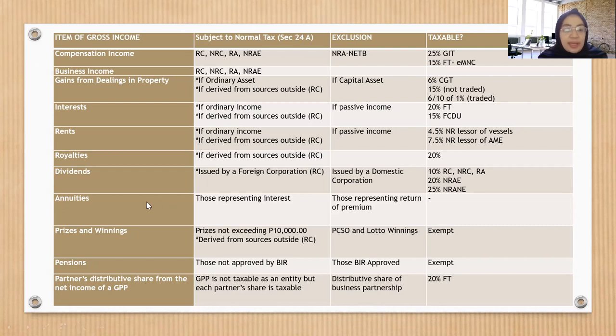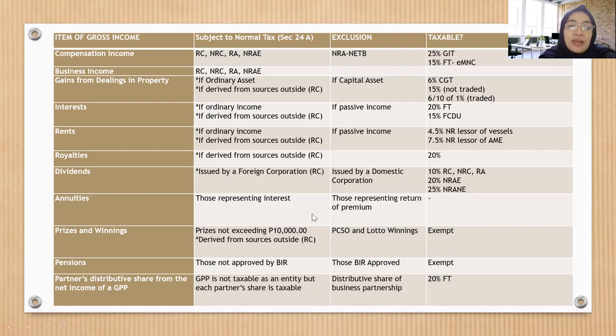Now, I would just like to highlight annuities and dividends. So again, interest, gains, rents, royalties, if derived from sources outside the Philippines, are subject to normal tax. Annuities, as I said earlier, if you buy an annuity and you have outlived it and you are still receiving in excess of your premium payment, then that would represent interest and is subject to tax.